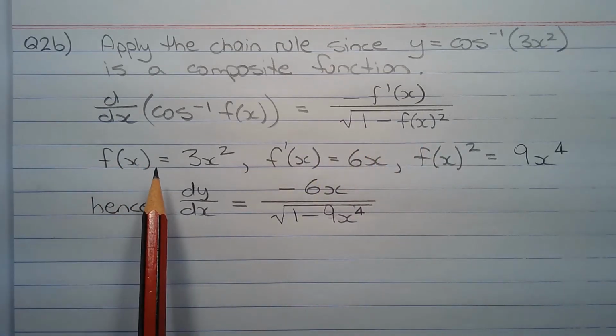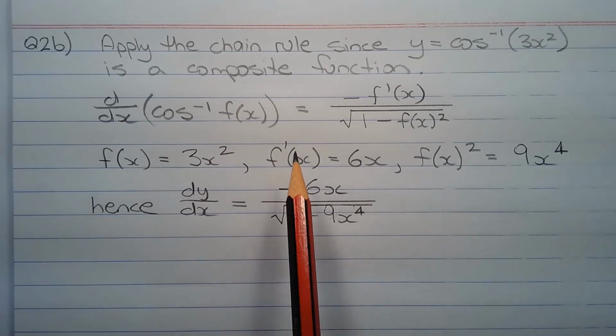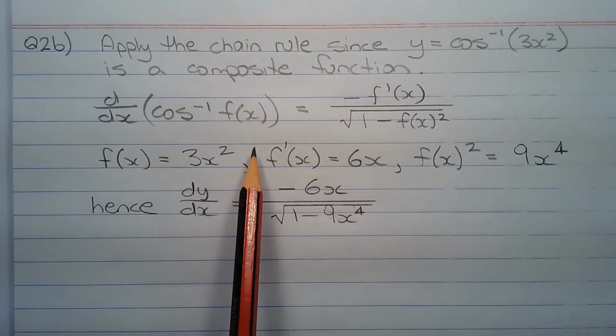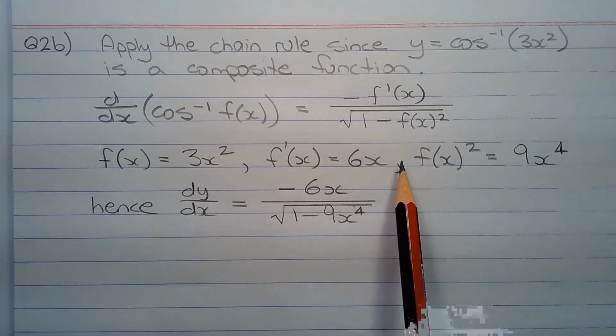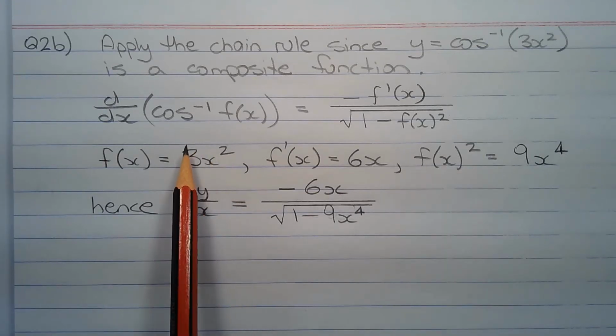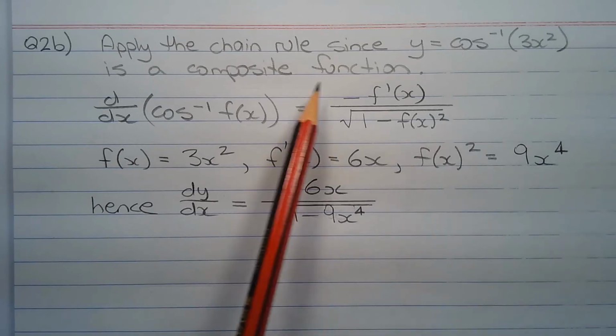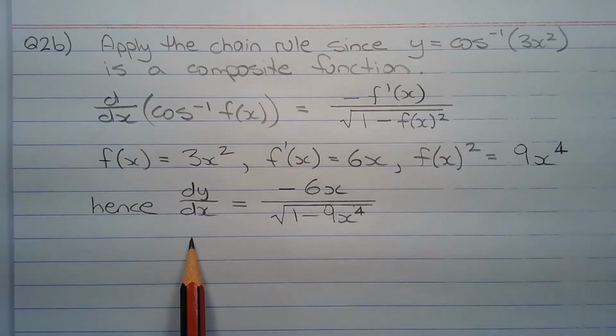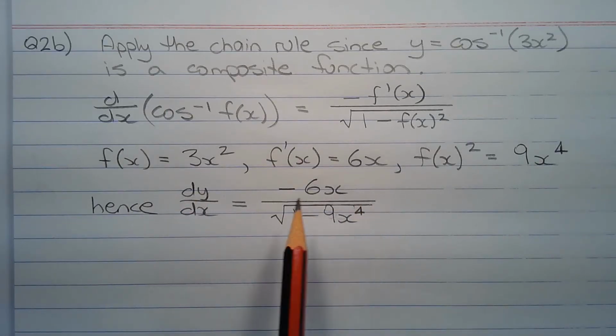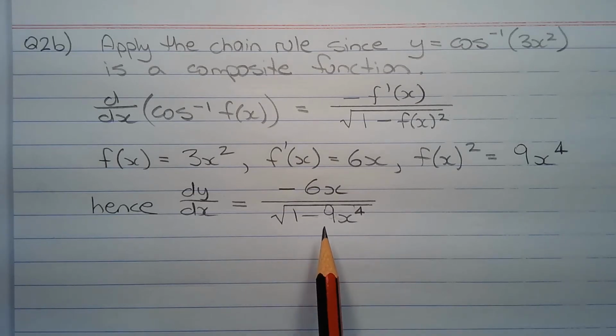Now f of x is equal to 3x squared, f dash of x is equal to 6x, which is the first derivative of 3x squared, and f of x all squared is equal to the square of 3x squared, which is 9x to the power of 4. So putting that all together, we have dy dx is equal to negative 6x over the square root of 1 minus 9x to the power of 4.